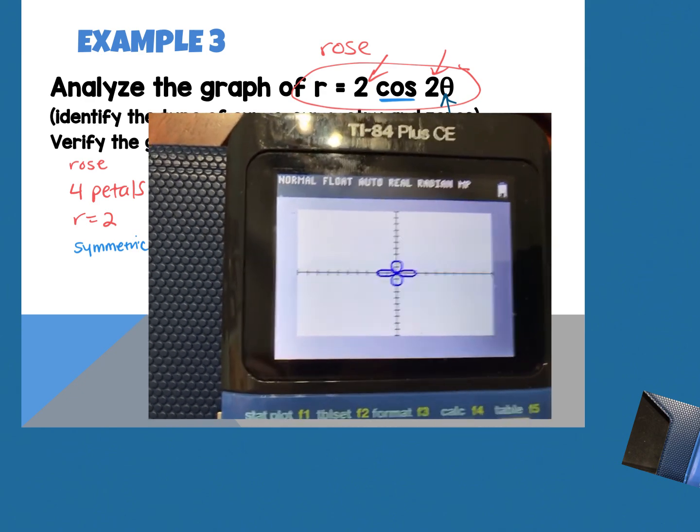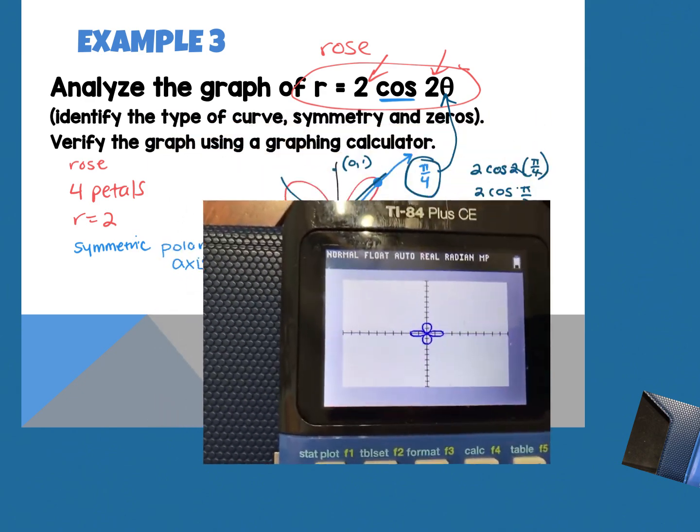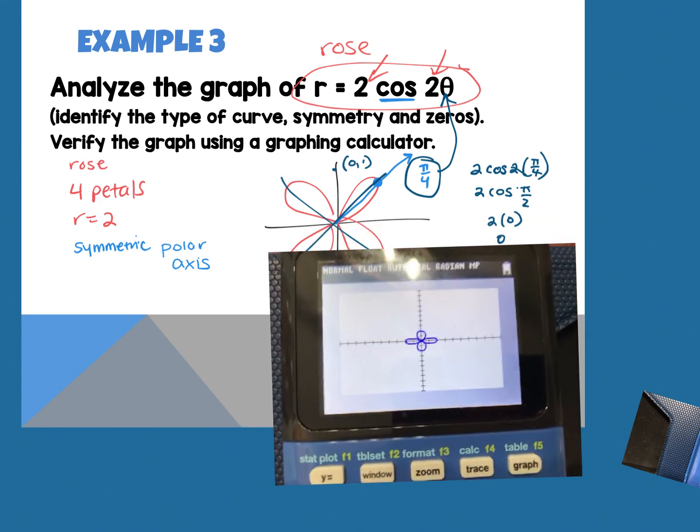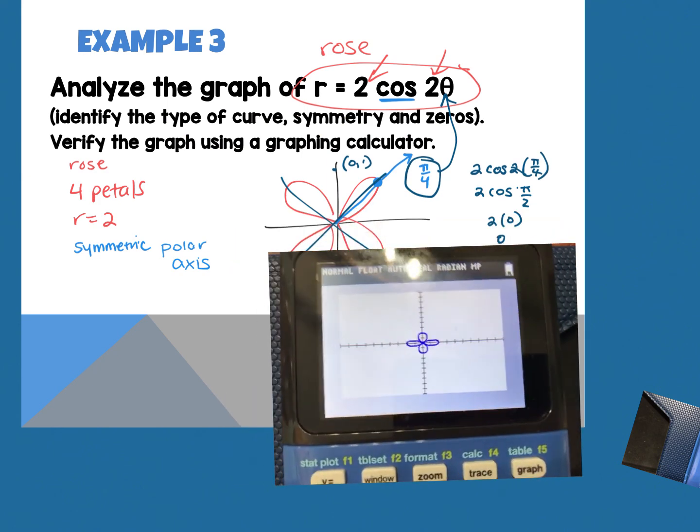You can graph them using a graphing utility to check your answers, obviously, which is why I'm showing you. But on your test, you'll have to give me the symmetry, you'll have to give me the number of petals, that kind of thing. It'll depend on what kind of question you get as to what information you're going to have to give. So just keep that in mind.